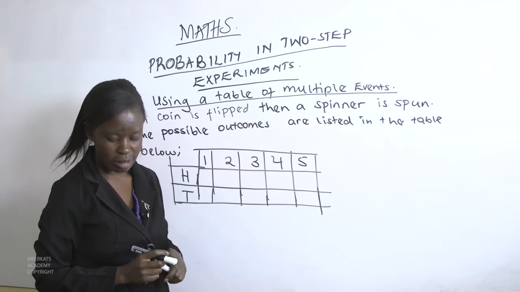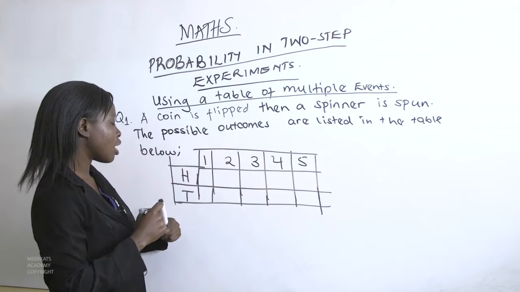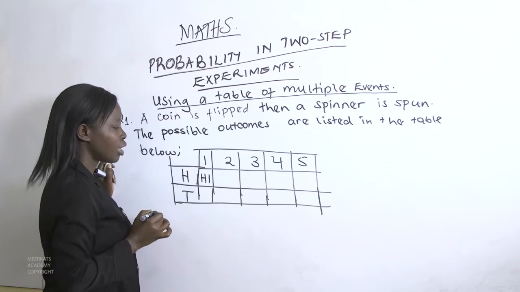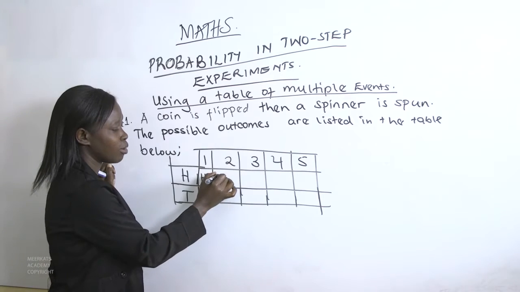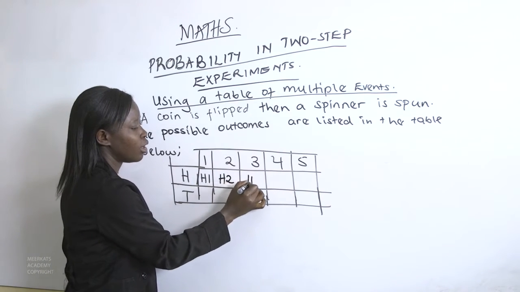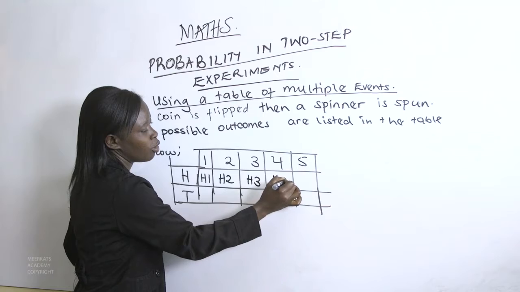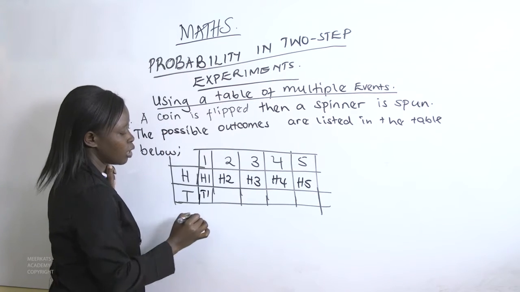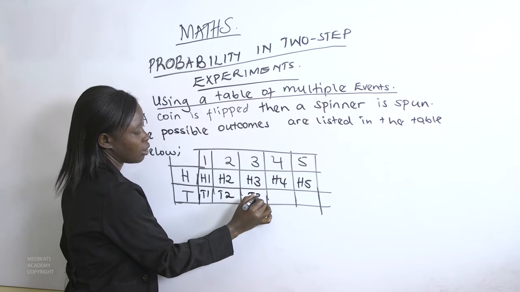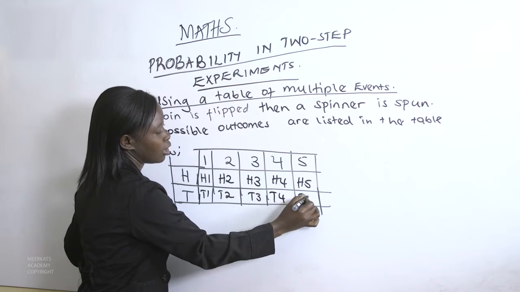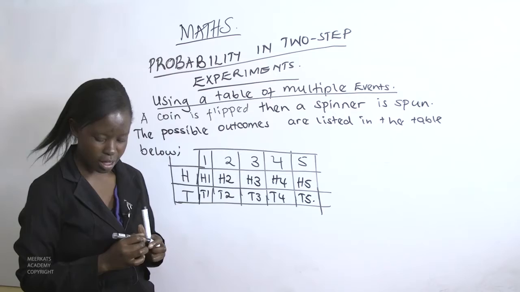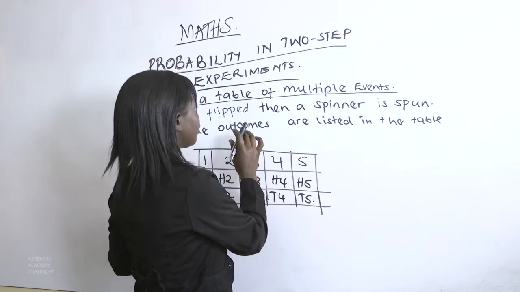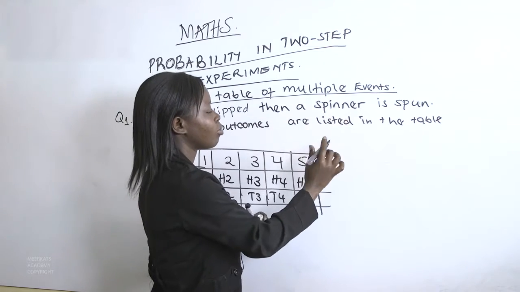So we need to list the outcomes in each case. These are the following outcomes. There is a possibility that head and 1 will appear at the same time. This is head and 2. We have head and 3, head and 4, then head and 5. Then tail and 1, tail and 2, tail and 3, tail and 4, tail and 5. So those are the outcomes that are expected when a coin is flipped and a spinner is spun.